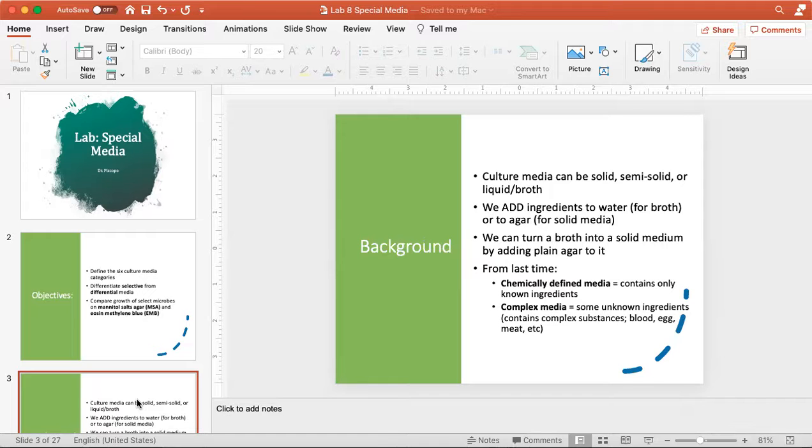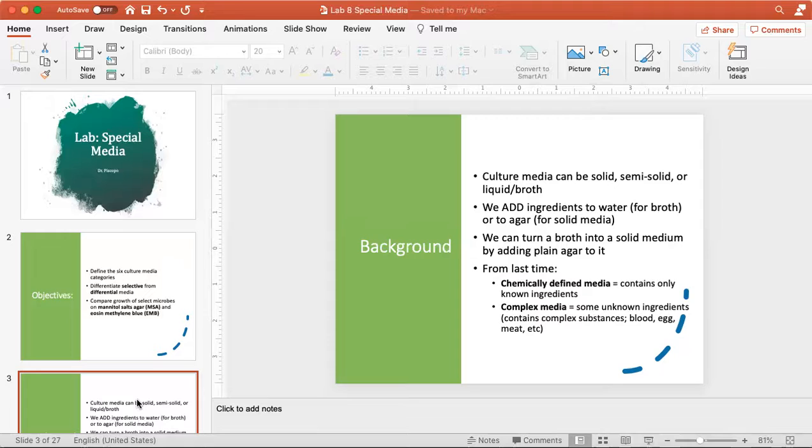When we make culture media, we are adding ingredients to water. That's going to give us a broth. Or we're adding ingredients to agar. That's going to give us a solid media. The way that you make a semi-solid media is by adding less agar. And again, we'll look at some semi-solid media later in the course.